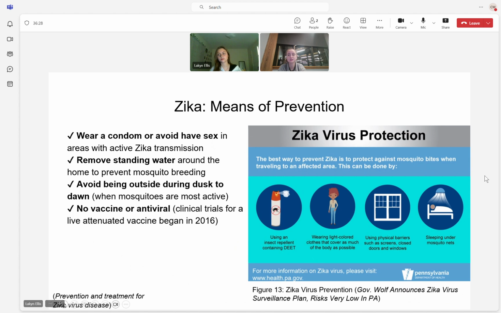So, some of the best ways to prevent Zika transmission are mosquito control methods. So, avoiding being outside from dusk till dawn, which is when mosquitoes are most active, removing standing water around the home, as well as using an insect repellent containing DEET. And it's also important to use protection when engaging in intercourse in areas with active Zika transmission, as there's currently no vaccine or antiviral for the virus.